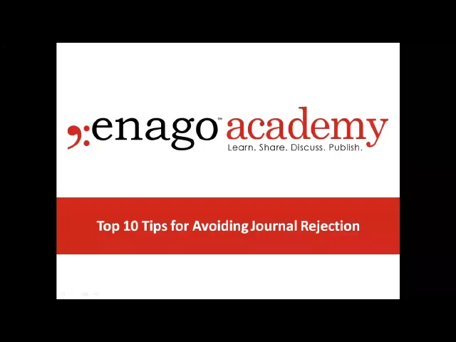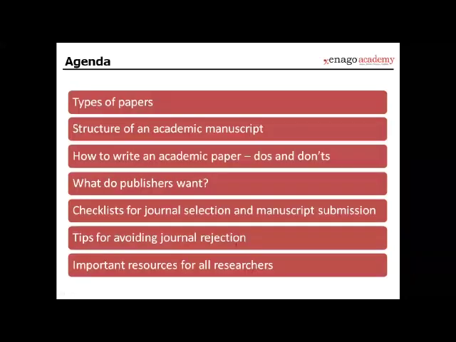Okay, so this is going to be the agenda for the day. We'll be discussing the types of papers, the structure of an academic manuscript, how to write an academic paper, the do's and don'ts, what exactly publishers expect from manuscript authors, checklists for journal selection and manuscript submission, and tips for avoiding journal rejection. And finally, of course, we'll be sharing a few resources with you.